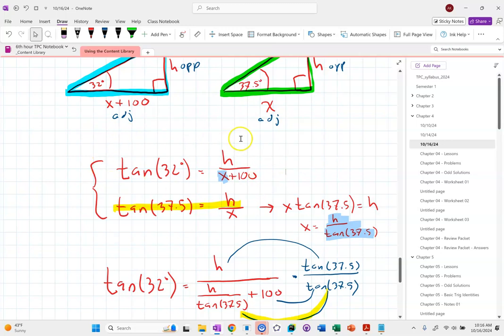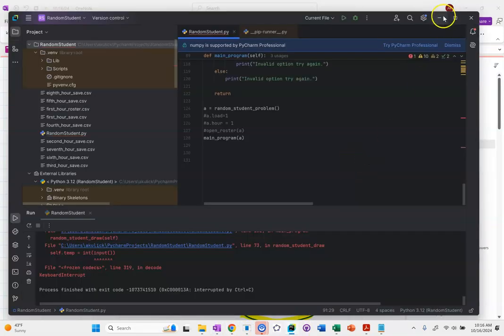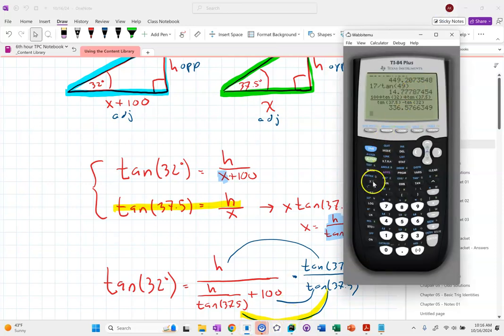So let's say that we isolated, well, the h certainly looks easier to isolate, right? So let's say this, if I multiply the first one by x plus 100, oops, that's not what I want to press. That one. So I'm going to assume y is like my h. So if I multiply the first equation by x plus 100, and the second equation, if I multiply just both sides by x, that would give me x times tan 32. I'm sorry, 37.5.